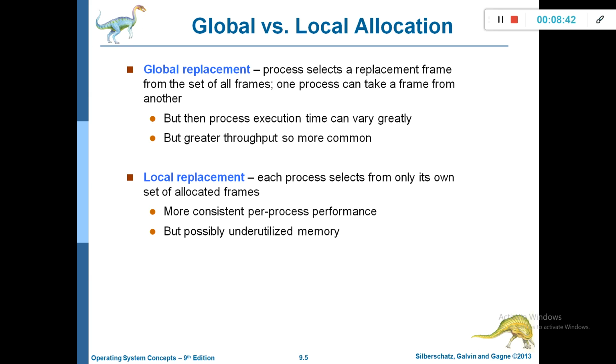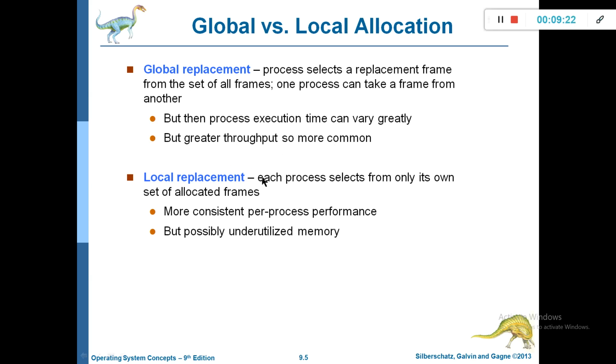Some more methods: global versus local allocation. What does global replacement mean? A process selects a replacement frame from the set of all frames. One process can take a frame from another process. But there is a problem: process execution time can vary greatly, because if one process is executing and a page fault occurs, we are replacing the frames of another process that is being executed. But it provides greater throughput, so it is more common, though it takes more time for the execution.